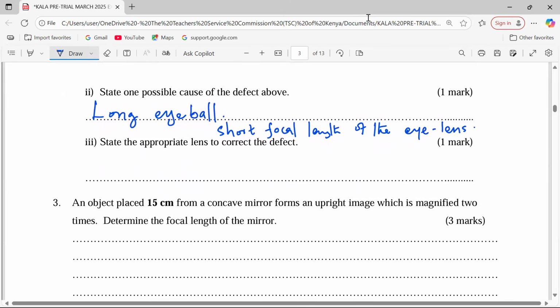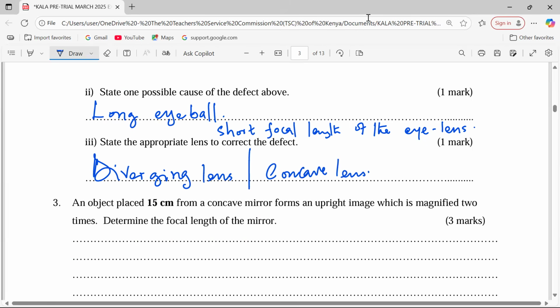So we now need to state the appropriate lens to correct the defect. And this is what we call a diverging lens. So we would need a diverging lens to correct this. Remember, it's also called the concave lens. It's also good to be very careful.